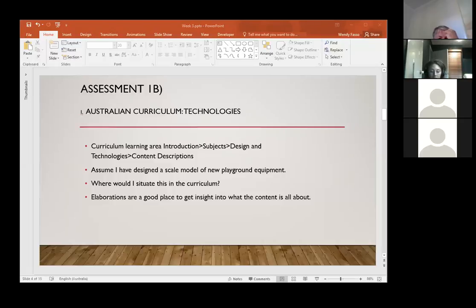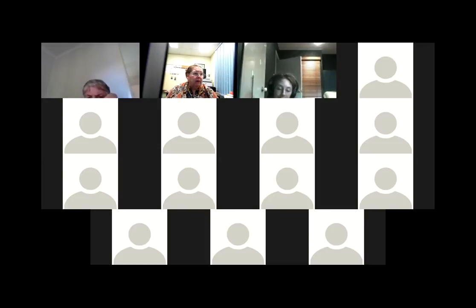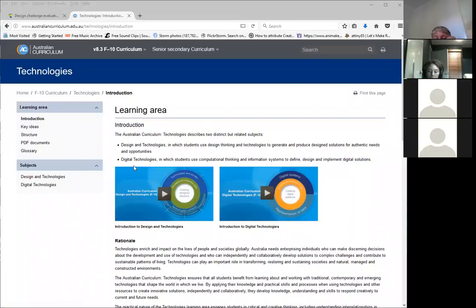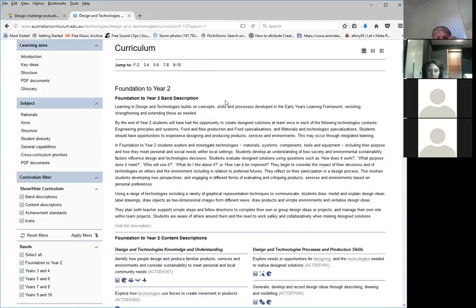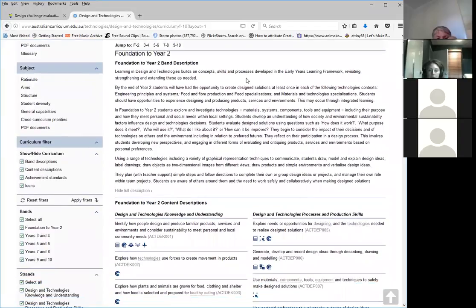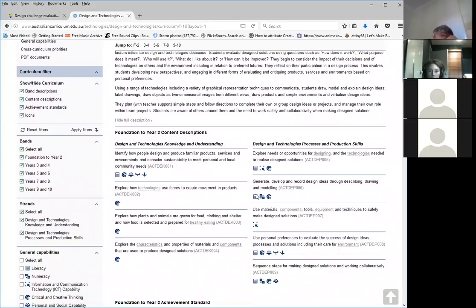Now, I don't know how familiar you are with the curriculum at the moment, but I'll just open it up and share it with you. Okay, so there's the curriculum there. And basically, if you go into design and technologies down the left-hand side, you come into essentially a scope and sequence. So it's your curriculum all the way from foundation through to year 10. Now, my suggestion is when you're trying to map your project against the curriculum, you go into the content descriptors, because we've actually looked at the process and production skills already through your design process. Now we're jumping back and saying, okay, how does it map against knowledge and understanding?